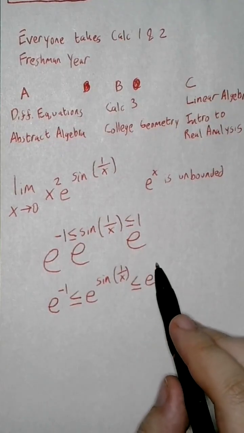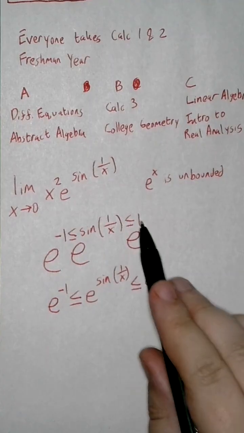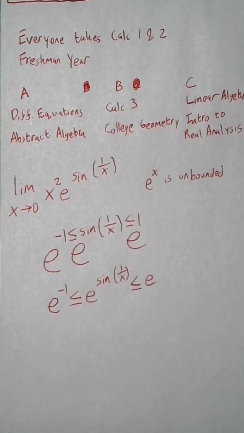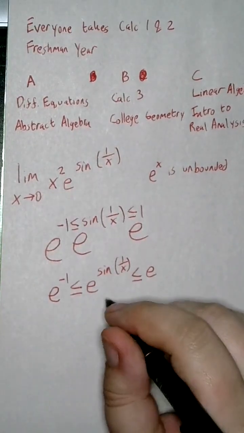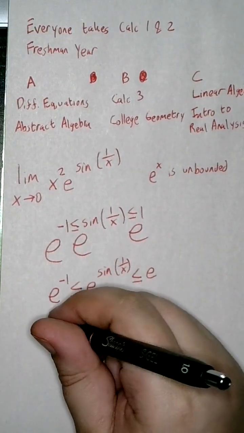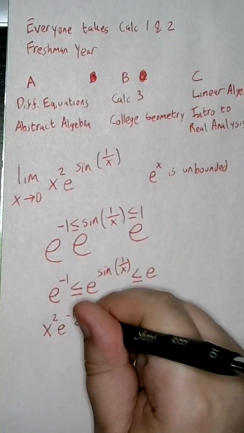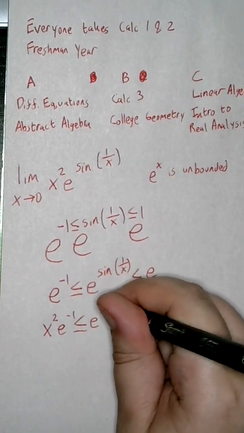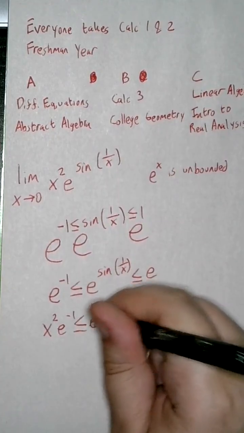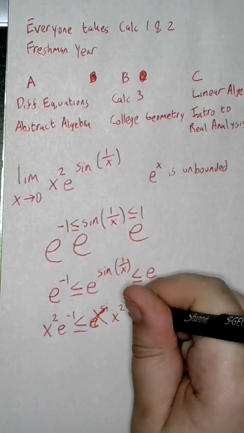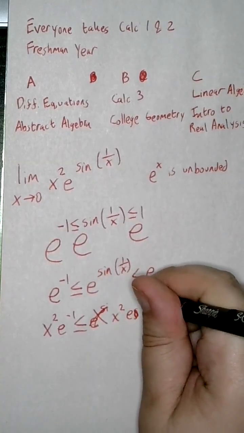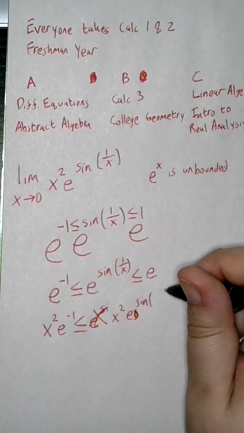Oh, by the way, are you okay if I don't write e to the first here? Because e to the first is the same as e. We're in agreement? Awesome. So, what I'm going to do now is I'm going to multiply by x squared. So again, x squared is always positive, so I don't have to worry about flipping the sign. So I have x squared times e to the negative first is less than or equal to x squared e to the sine of 1 over x.